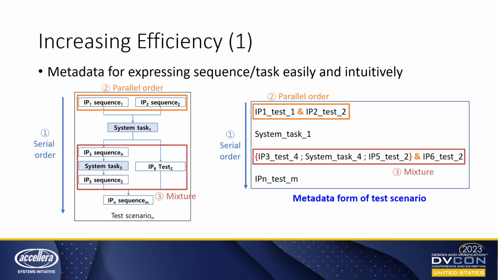The last one is a mixture of the serial and parallel order. Parentheses and semicolons are used for metadata. It is colored as red. Using these symbols, we can easily make a scenario in text form.